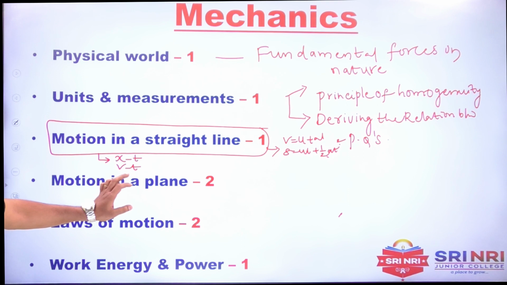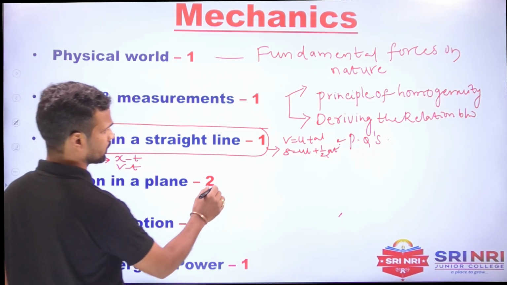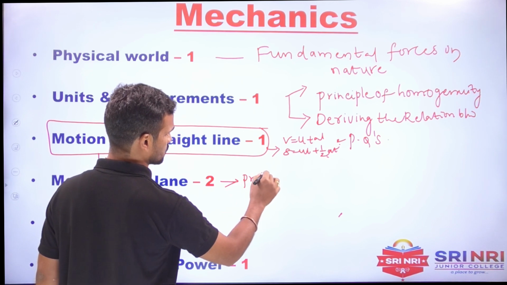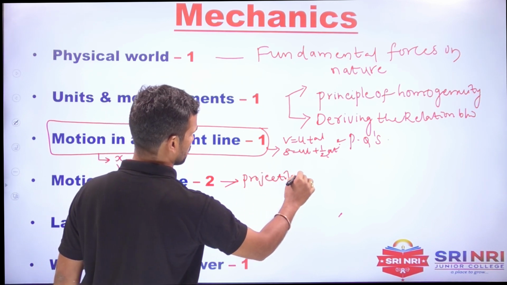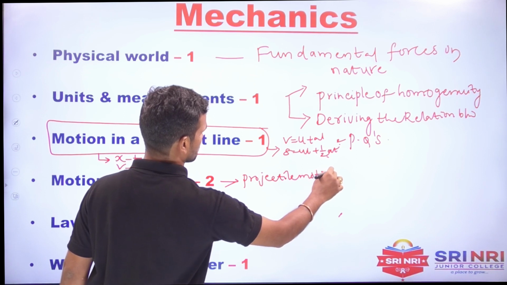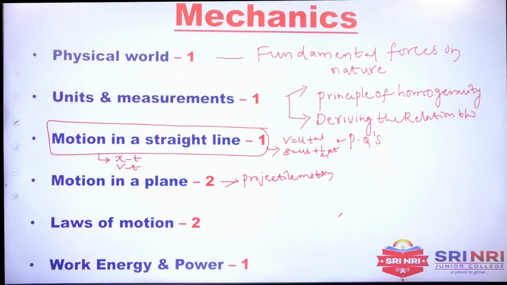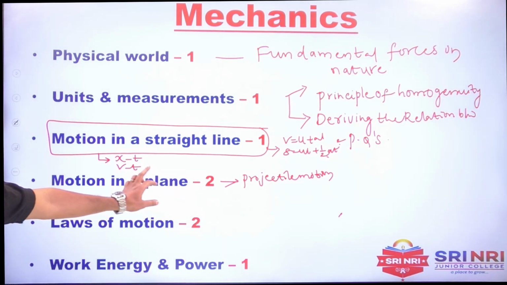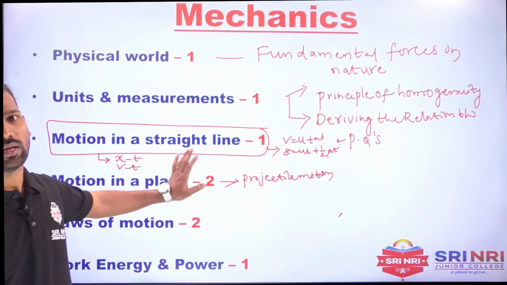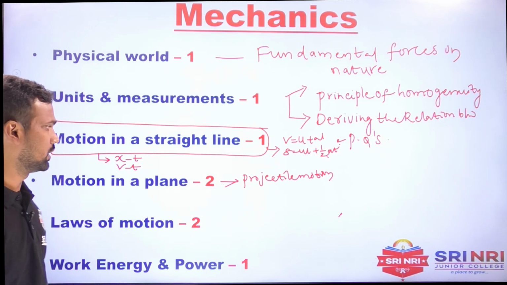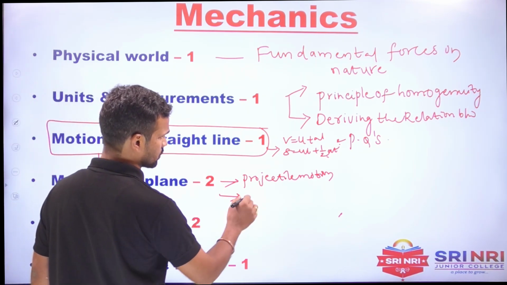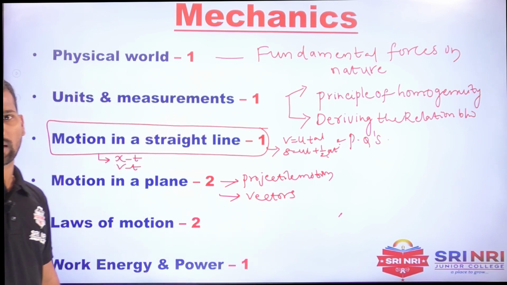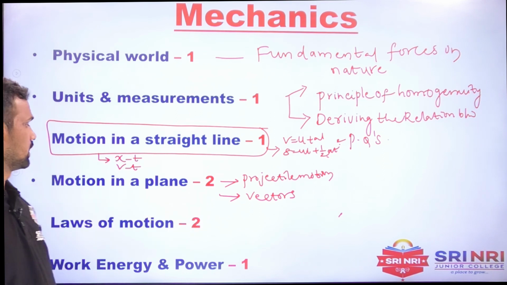Next, motion in a plane. In motion in a plane, projectile motion, you may get one question. The general equations for projectile motion: time of ascent is u sin theta by g, time of descent is u sin theta by g, time of flight is 2u sin theta by g, then maximum height and range concepts. You may get one question. Next, another question based on the vectors concept, dot product and cross product, you may get one question here.